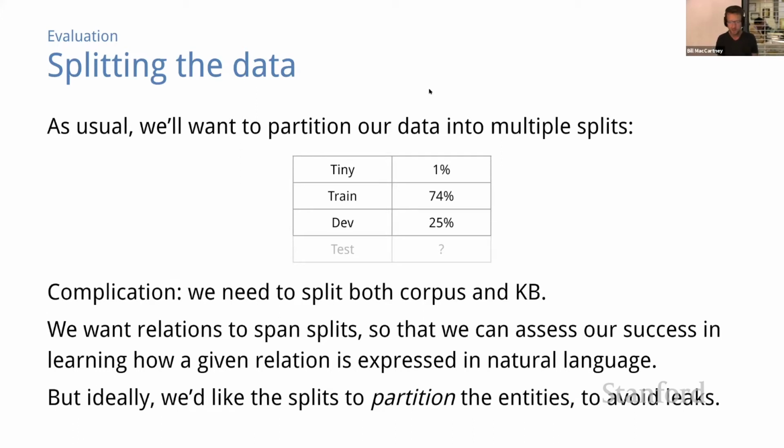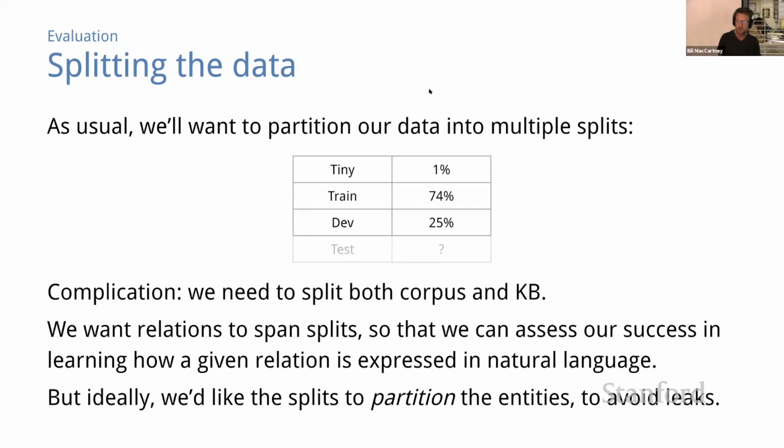Then we'll have the train split with 74% of the data. This is the data that we'll usually use for model training. Then the dev split with 25% of the data. We'll use this as test data for intermediate evaluations during development. And for the bake-off, we're also going to have a separate test split, but you won't have access to it, so we won't talk about it here.